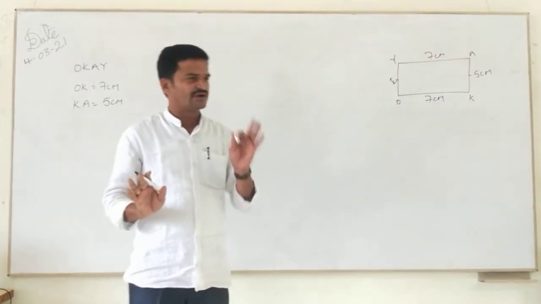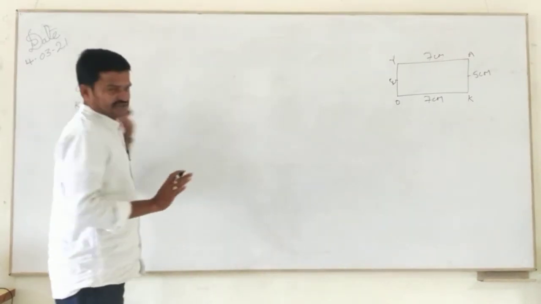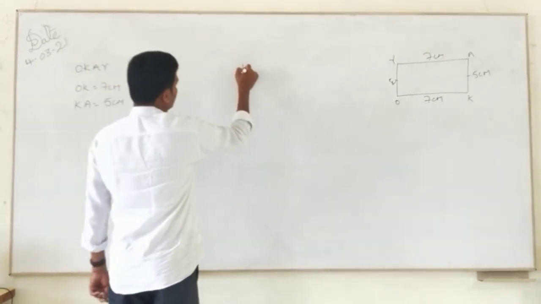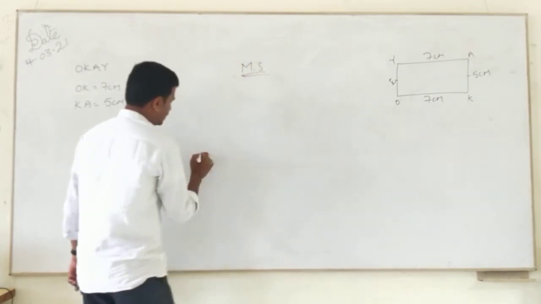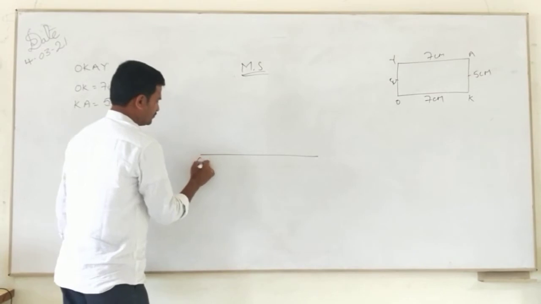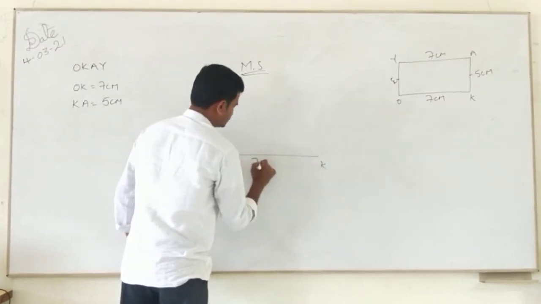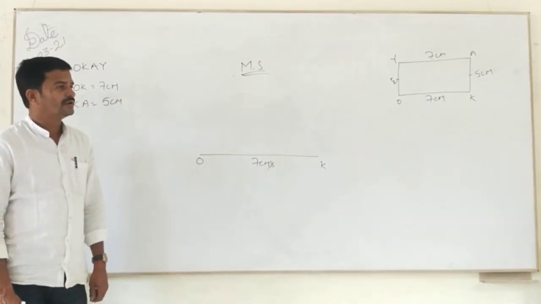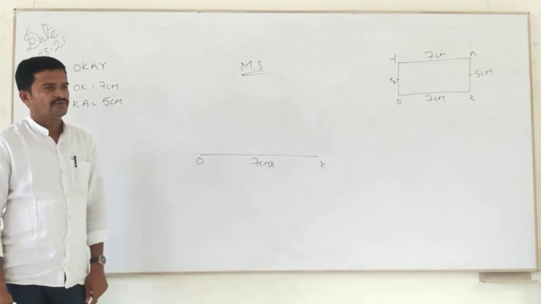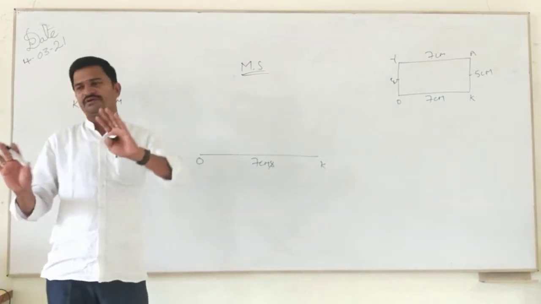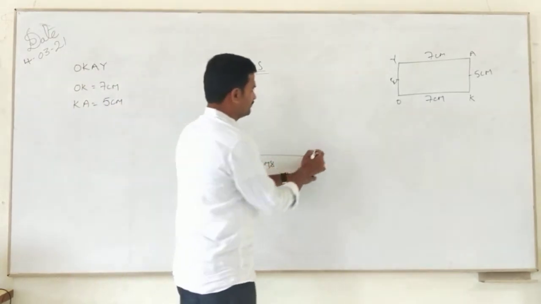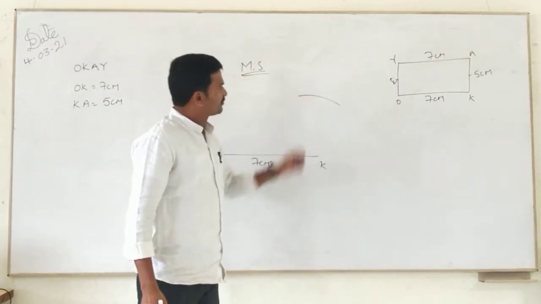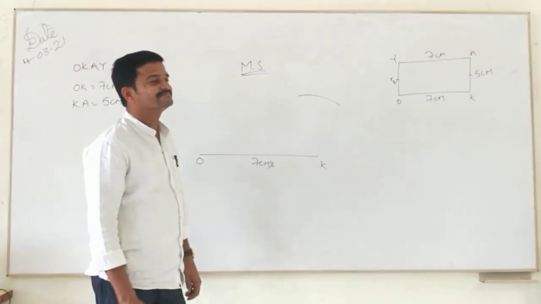What will you draw first? Let us take this one as a base. First, let us draw a line segment OK, 7 centimeters. What is the next step? KA. As you are telling, I will draw an arc from K with 5 centimeters. And on that arc, where is point A? 90 degrees, a rectangle has 90 degrees.